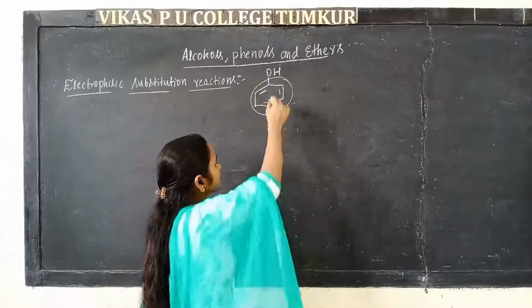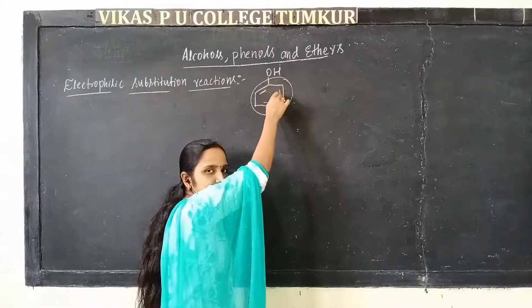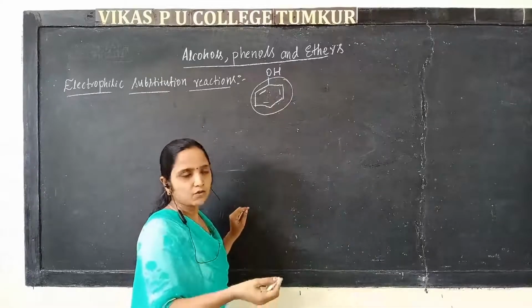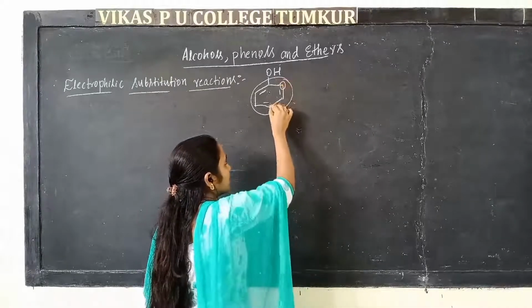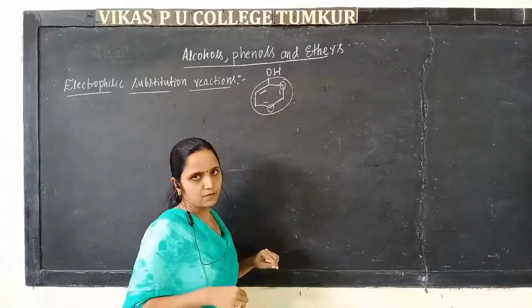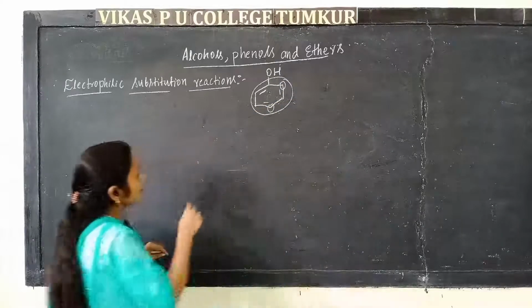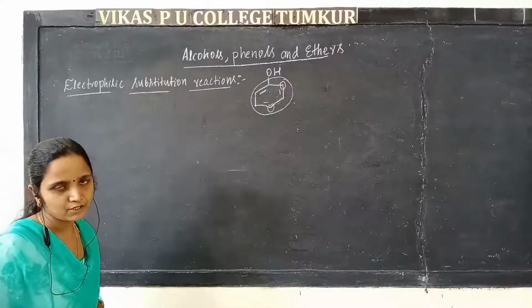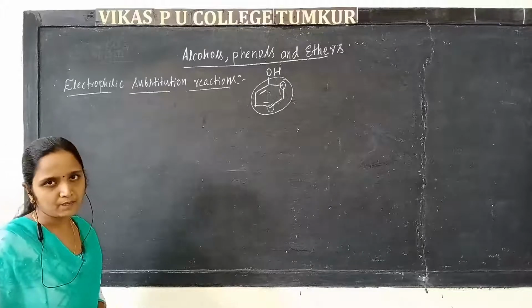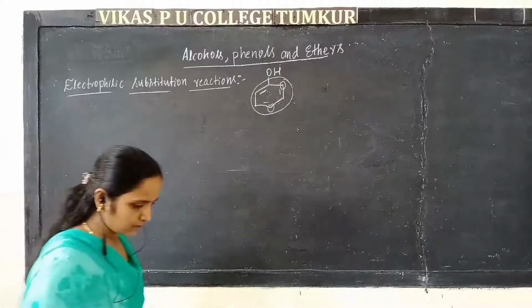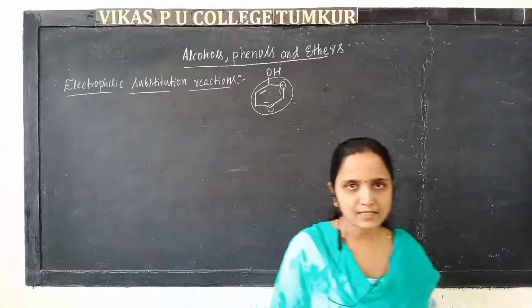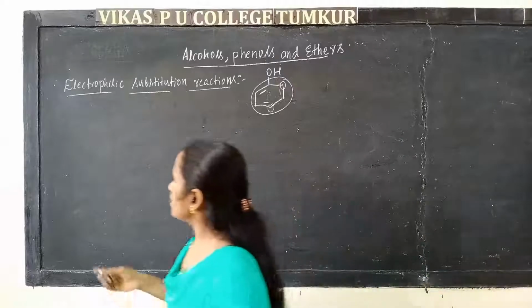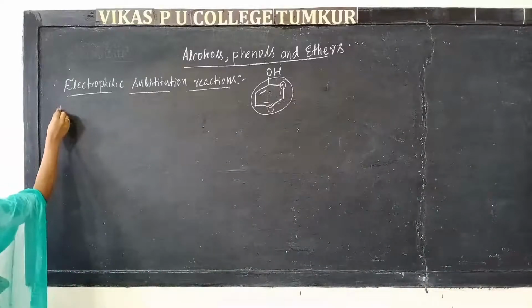The OH present in phenol directs the incoming group to the ortho and the para positions. These phenols undergo electrophilic substitution reactions at the ortho and para positions. We will discuss some of the electrophilic substitution reactions in this class. First we are going to discuss nitration.